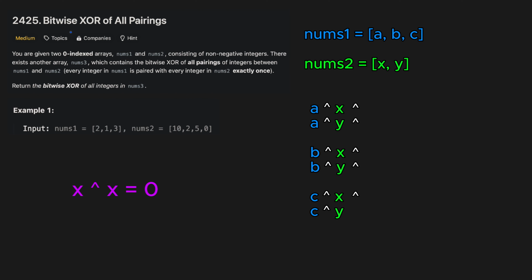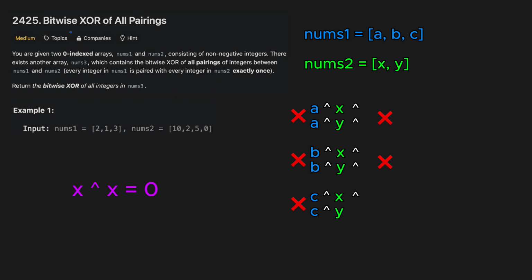And now we will XOR these XOR pairs. So what will be the XOR value here? If you notice carefully, a, b, c occur an even number of times, so we will cancel them out. And when it comes to x and y, they appear 3 times, but 2 of them can cancel out, so only one of them will remain. So our answer will be x XOR y, which is coming from the XOR of nums2.